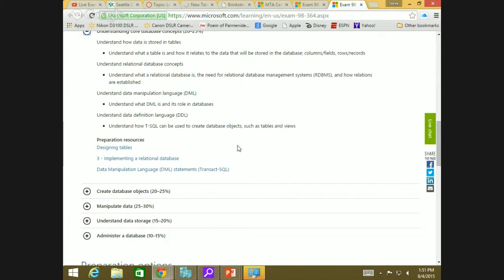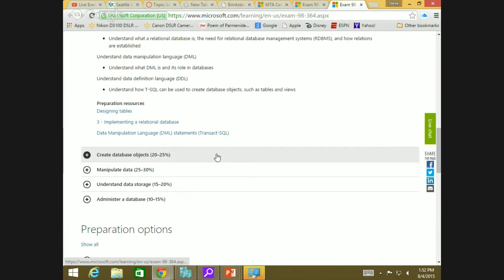I'm trying to think of what the DML, data manipulation language, is, which is basically selects and views and things like that. DDL is about creating objects, creating stored procedures, creating tables, creating database objects. They're both SQL. One is just retrieving data and the other is creating the objects that store and manipulate data.